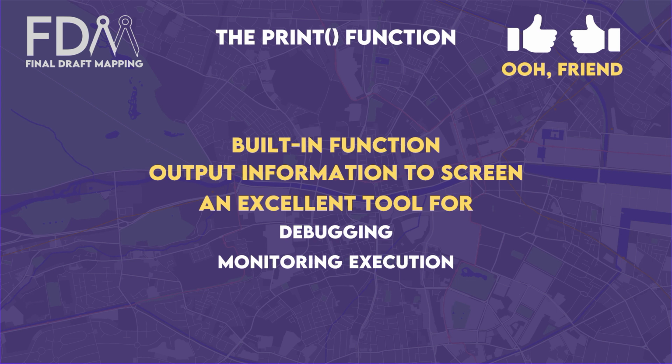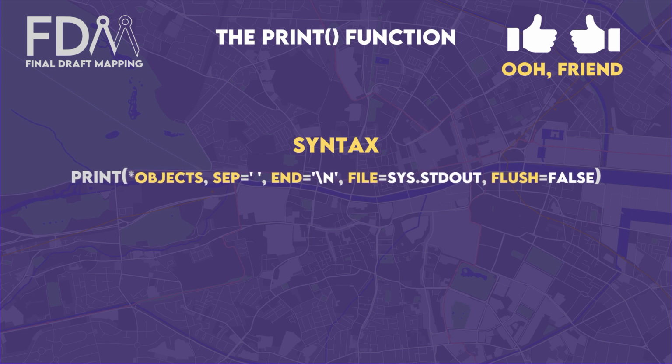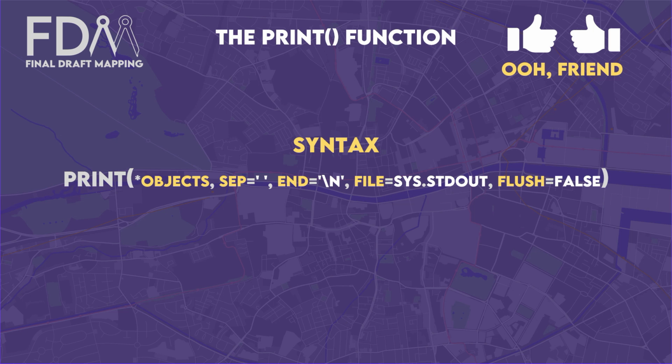Okay, let's move on to the print function syntax. Here we have our syntax. Print is the function, and we can see that the parameters are wrapped in these parentheses. We have 5 parameters: objects, sep, end, file and flush. Now we're only going to focus on the first 3 because the last 2 are a bit more advanced and this is an introduction course.